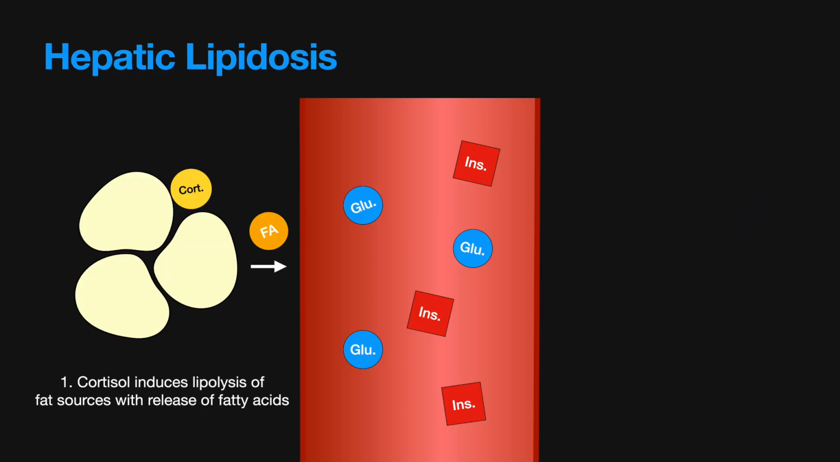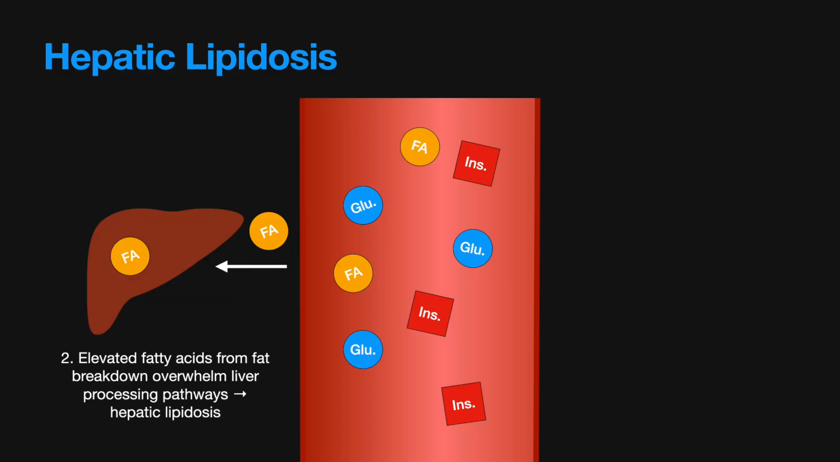Hepatic lipidosis can also develop with hyperadrenocorticism because cortisol induces lipolysis of fat sources. This results in release of fatty acids into the bloodstream. Those fatty acids can overwhelm liver processing pathways, resulting in fat deposition within the hepatocytes, thus causing hepatic lipidosis.